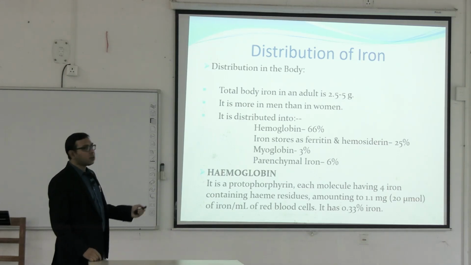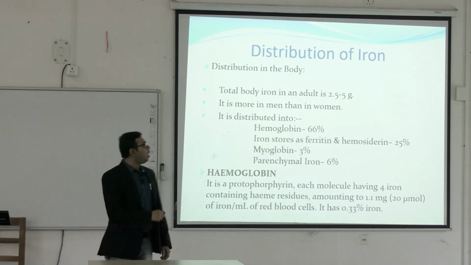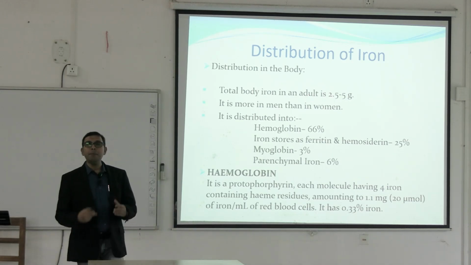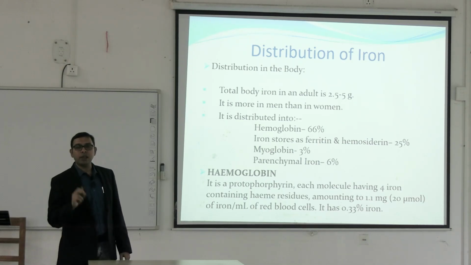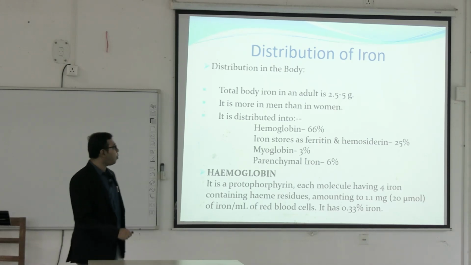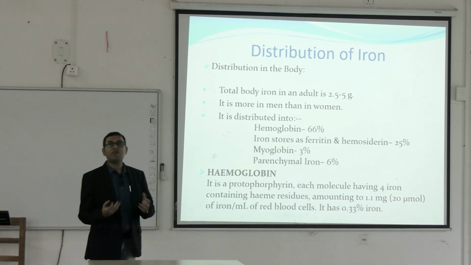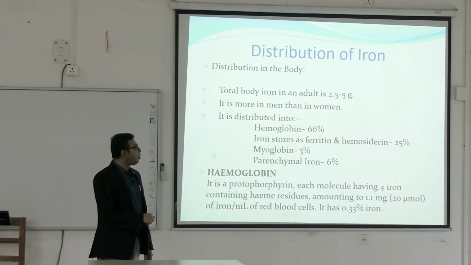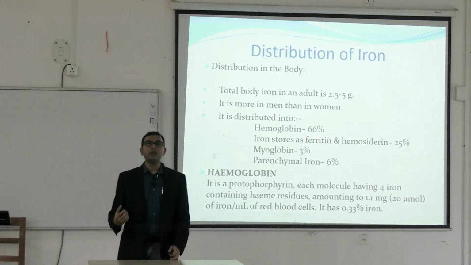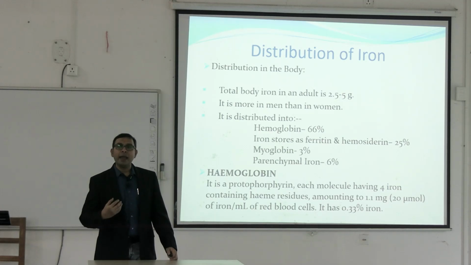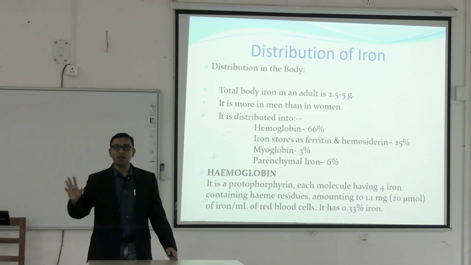So how is iron distributed in our body? Total body iron in the adult is approximately 2.5 to 5 gram. It is more in men in comparison to women. It is distributed mostly in hemoglobin: 60% of the iron is present in hemoglobin. Apart from this, approximately 25% is present as iron storage form in the form of ferritin and hemosiderin. The storage form is required when there is iron deficiency. Iron is extracted from the storage form into the plasma so that it can go to different cells.